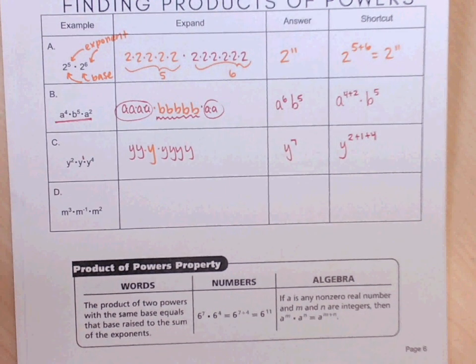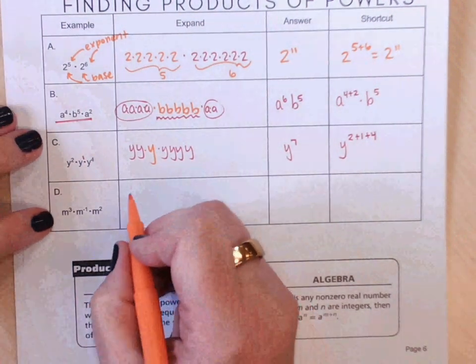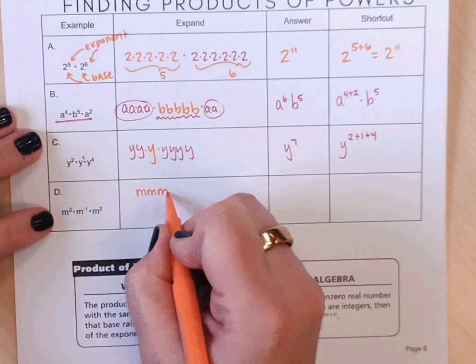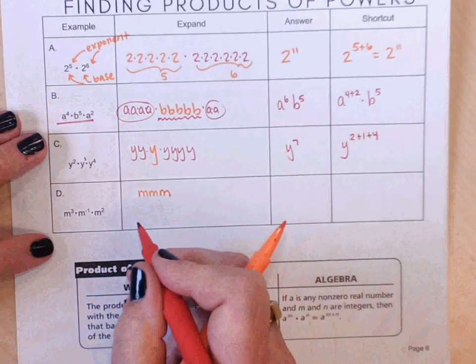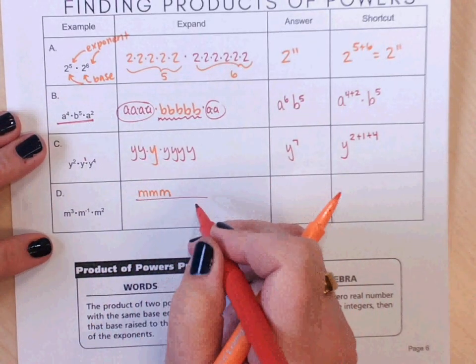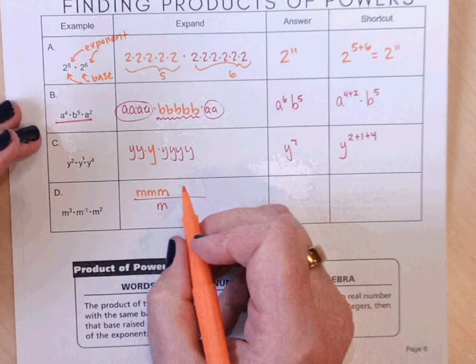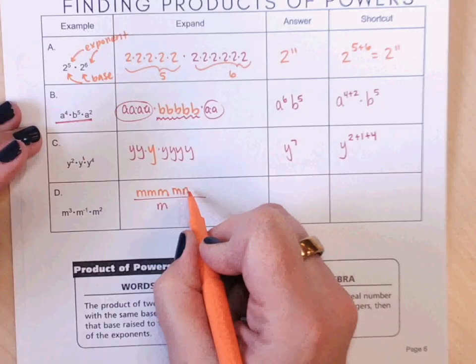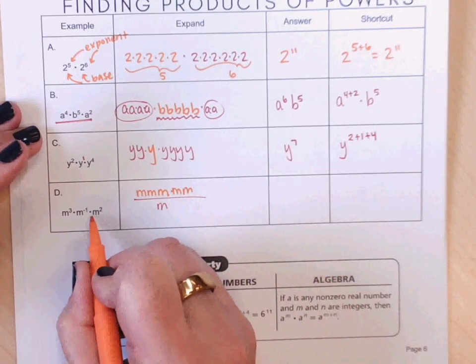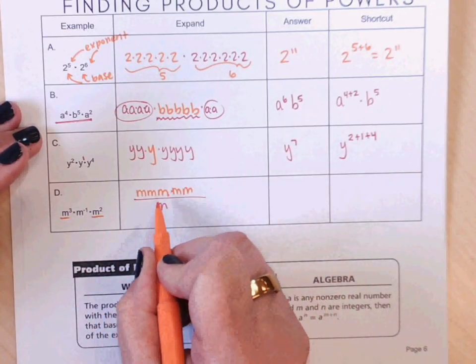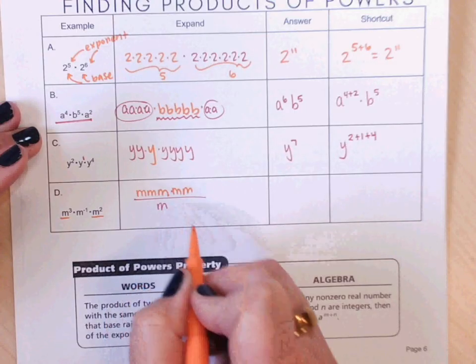Now, this next one, m to the 3rd, m to the negative 1. We know that that means it needs to go down to the bottom, and then m to the second. Okay, so now that it moved down to the bottom, it's a positive exponent.